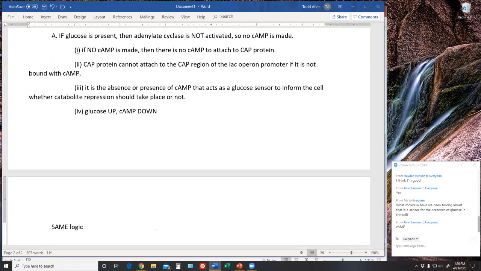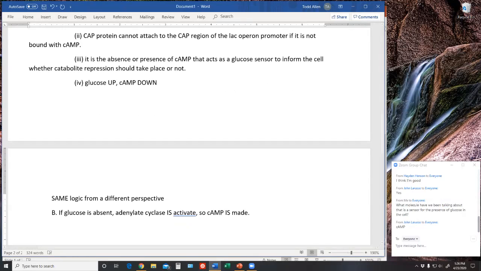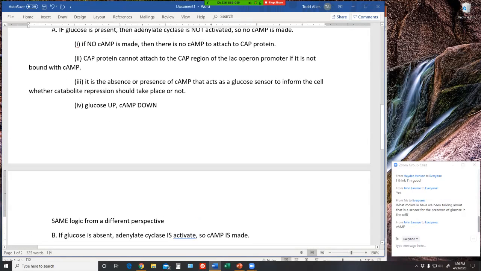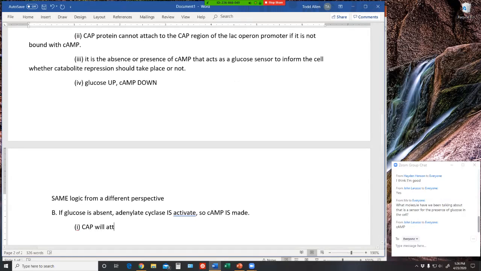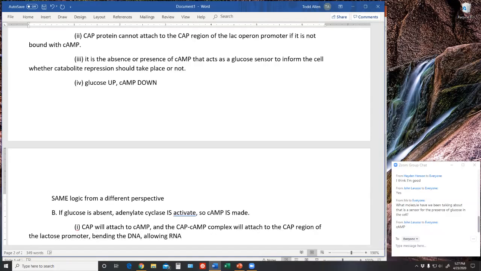Now I'm going to do the same logic from a different perspective. If glucose is absent, adenylate cyclase is activated, so cyclic AMP is made. If that's true, then CAP will attach to cyclic AMP, and the CAP cyclic AMP complex will attach to the CAP region of the lactose promoter, bending the DNA, allowing RNA polymerase to successfully attach to the promoter.